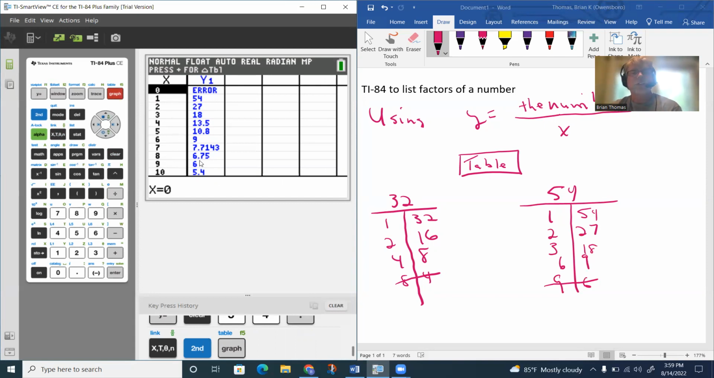So you can also generate this T-chart using the y equals button and the table function on your calculator. So hopefully you may find that useful as well.